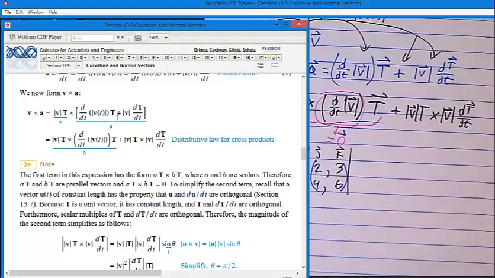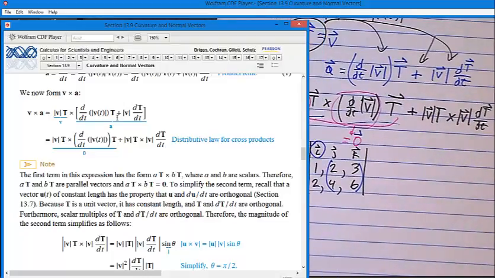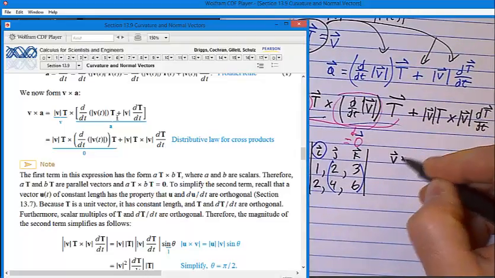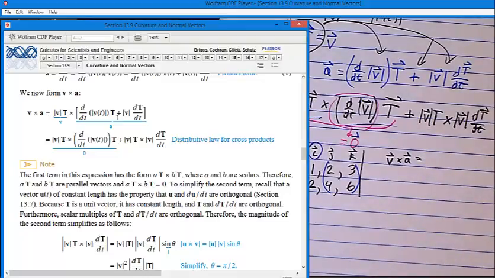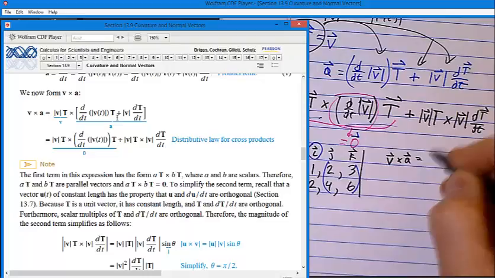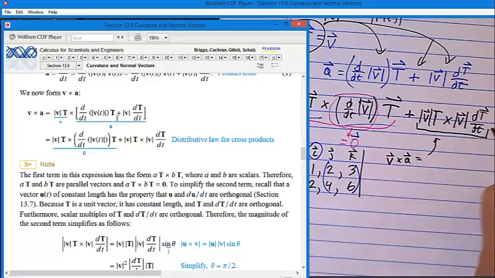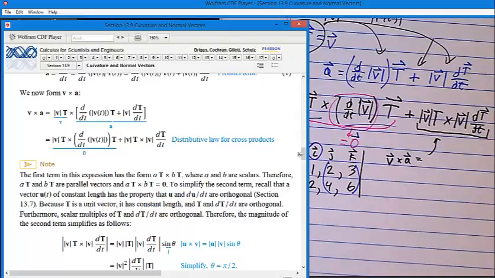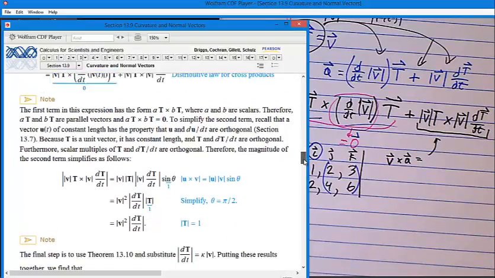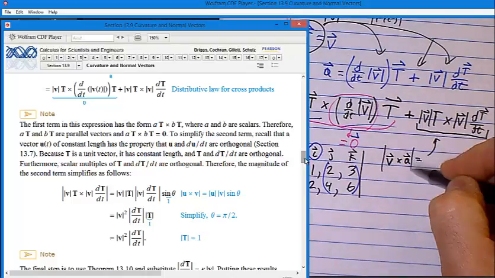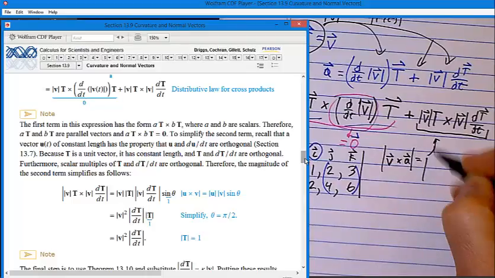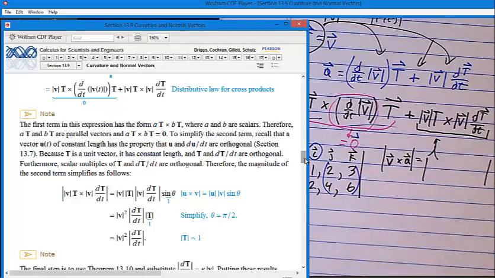So what's really cool is that if you look at what I just did, I did V cross A, and a lot of it went away. All I have is this stuff up above here. This VT cross magnitude of V dT/dt. So I guess I could say it's just this. And so now, what they're going to do is they're going to say, well, let's think about the magnitude of that vector. So the magnitude of this vector equals the magnitude of that stuff. And that's kind of this argument going on here.